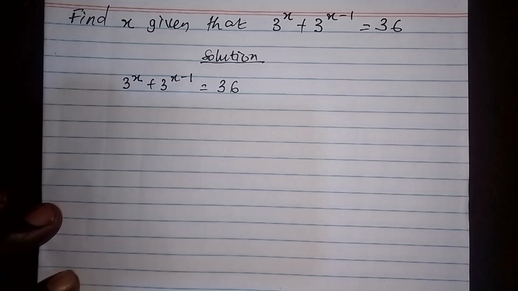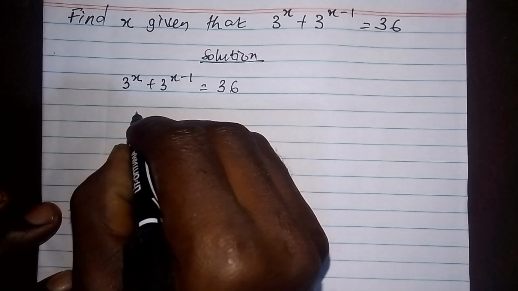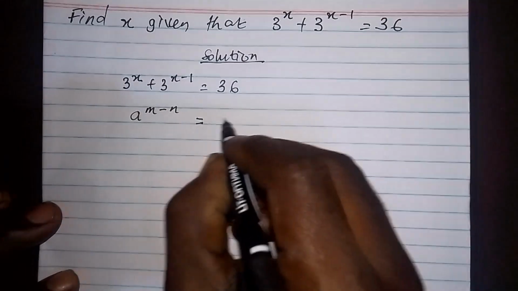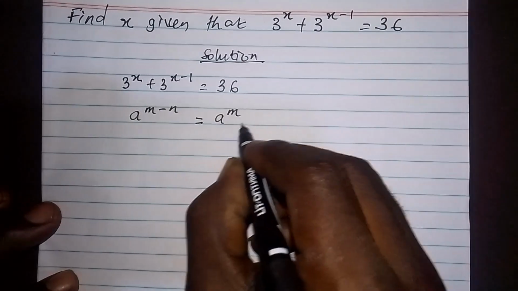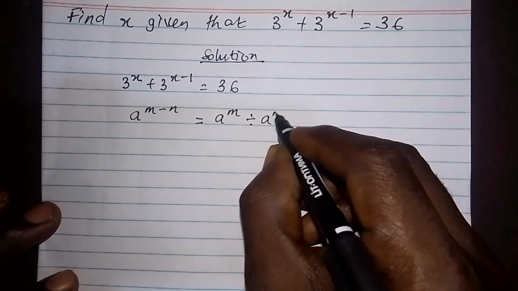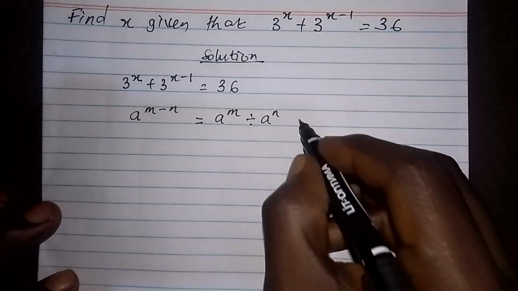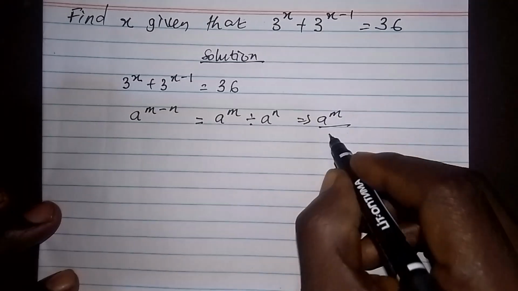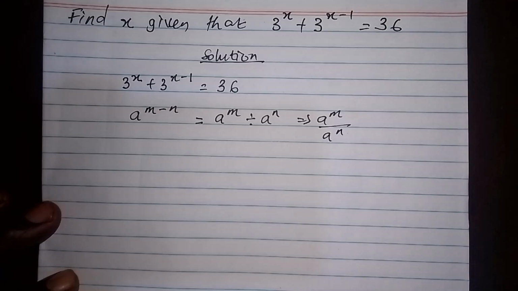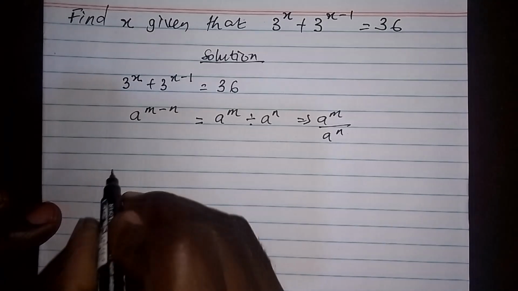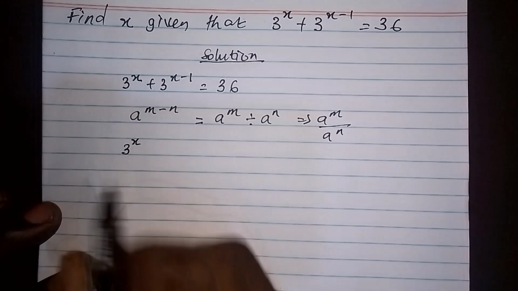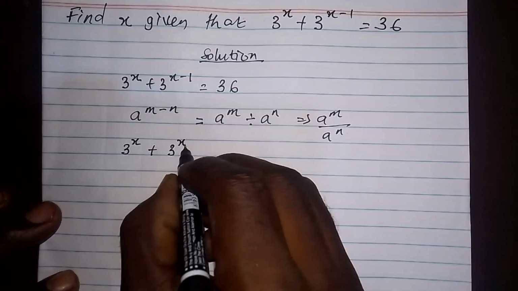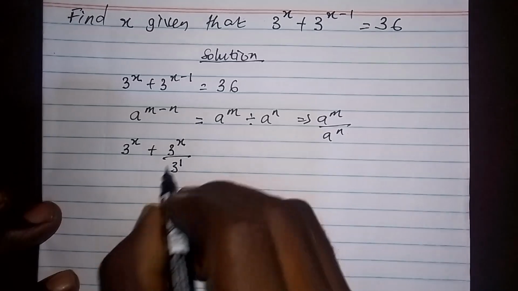From our knowledge in indices, if I have a number a raised to the power m minus n, this can be written as a raised to the power m divided by a raised to the power n, which is the same as a raised to the power m over a raised to the power n. So from this, given 3 raised to the power x minus 1, it can be written as 3 raised to the power x over 3 raised to the power 1.